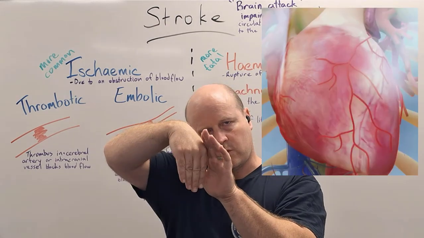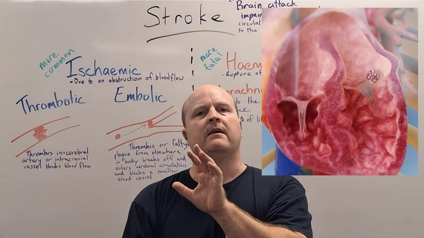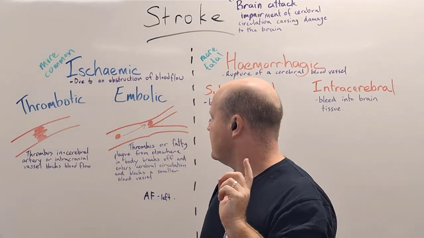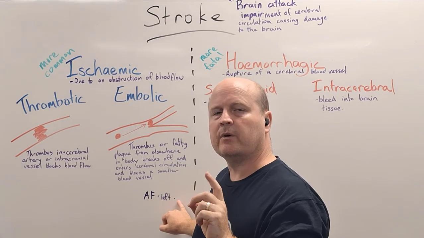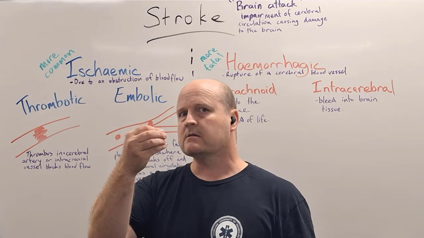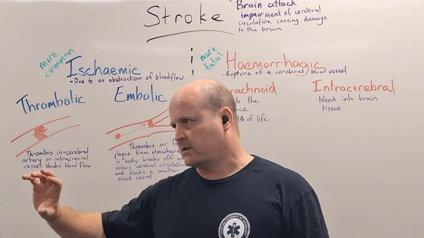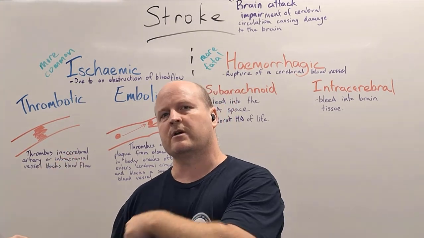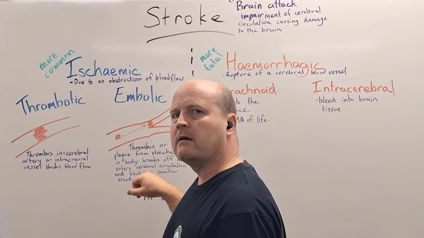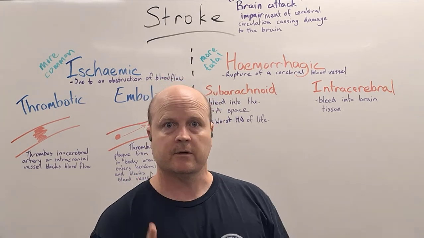Then that clot can make its way out of the atrium into the ventricle and then head up into the brain. So remember, this would be the left side of the heart, because the left side of the heart receives the blood from the lungs and then transports it to the body. Whereas the right side receives blood from the body and then transports it to the lungs. So if this happened on the right side, we'd get a pulmonary embolism, not a stroke.